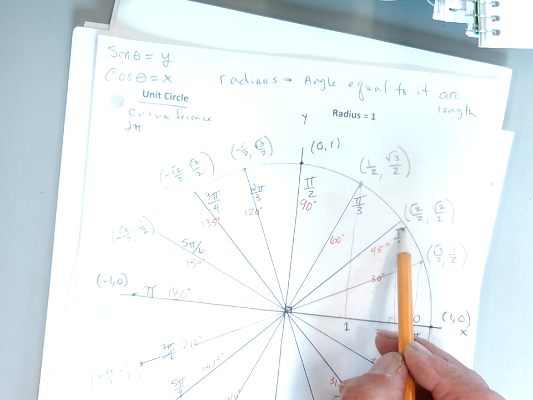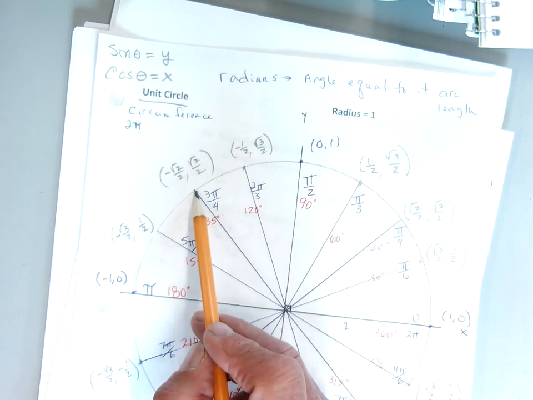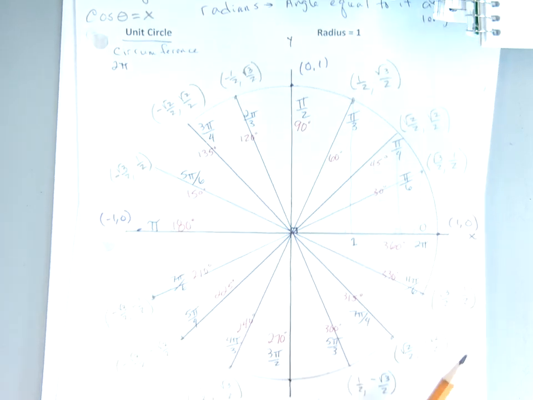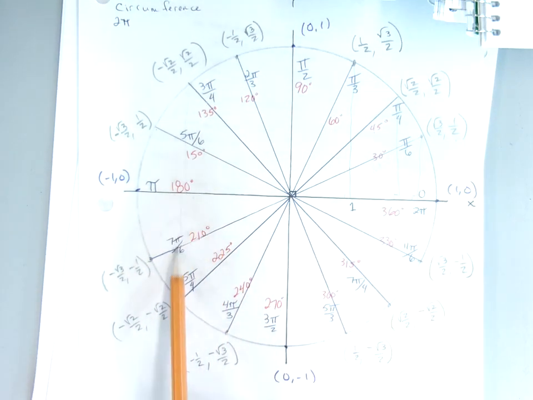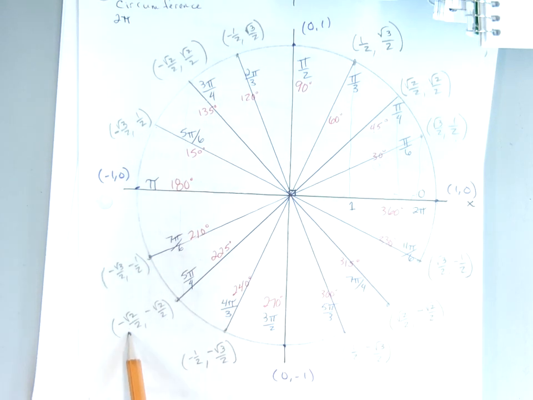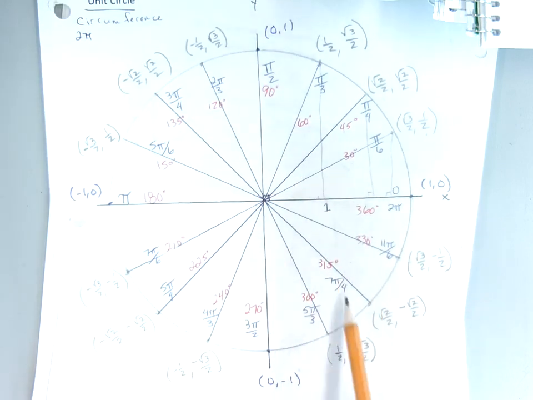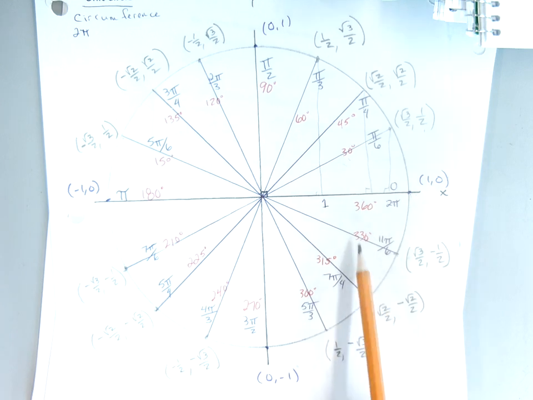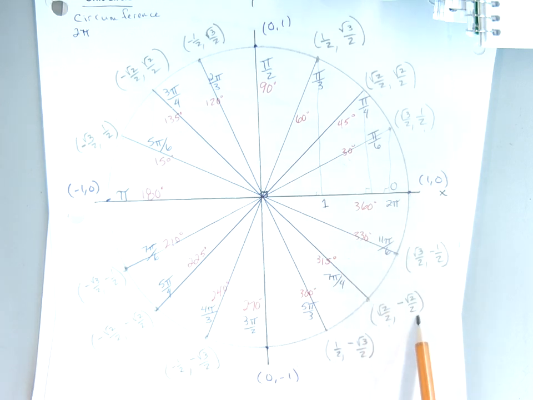Now we've got another 45, 45, 90 triangle here, except it's got a negative x. We got another 45, 45, 90 triangle here, except it has a negative x and a negative y. And we have a fourth 45, 45, 90 triangle right here, but it would have a positive x and a negative y, okay? So what about the other triangles?